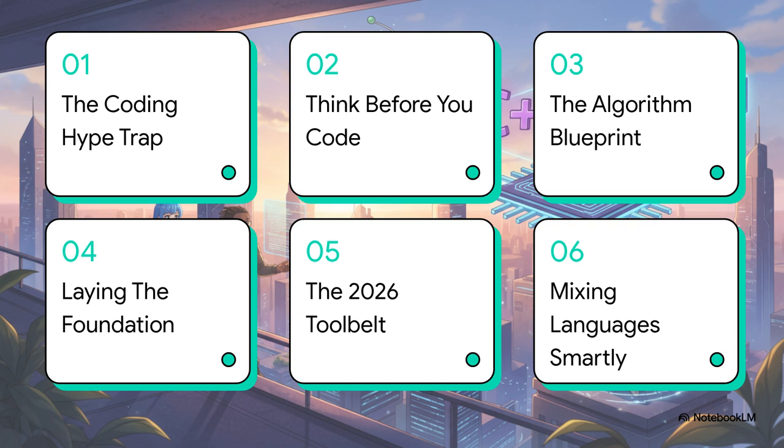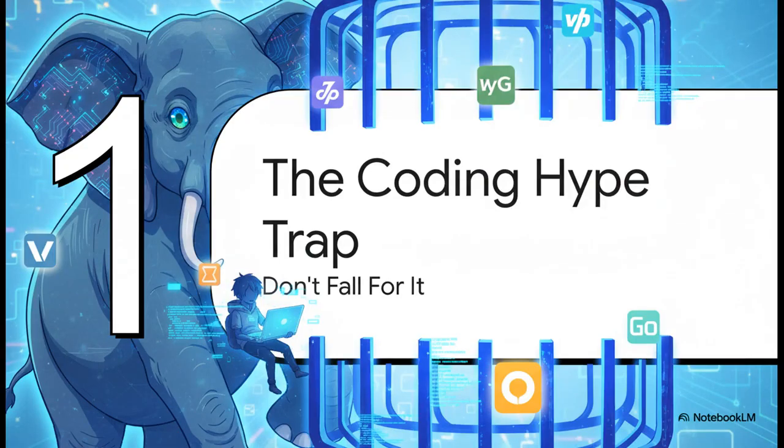Today, we're totally reframing how you learn to code. We're going to walk through a 6-step evolutionary journey. We'll hit the coding hype trap, think before you code, the algorithm blueprint, laying the foundation, the 2026 tool belt, and wrap it all up with mixing languages smartly. Let's get into it. Section 1, the coding hype trap.